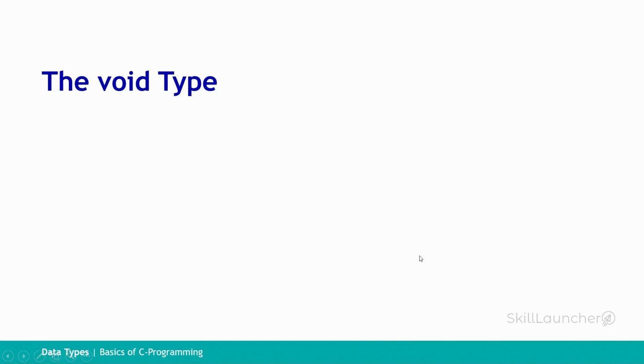Now comes the type void. It is a very interesting point, but a student often gets confused. It is the most interesting type. The void type specifies that no value is available. Void literally means nothing or no type. You can think of void as absent, as if nothing is present.